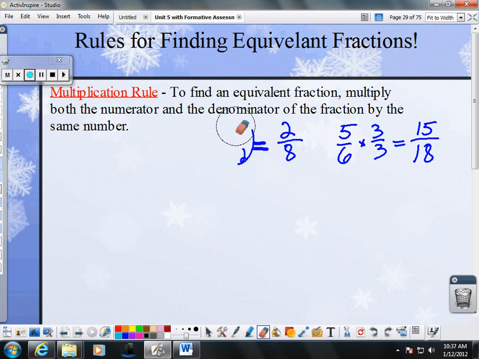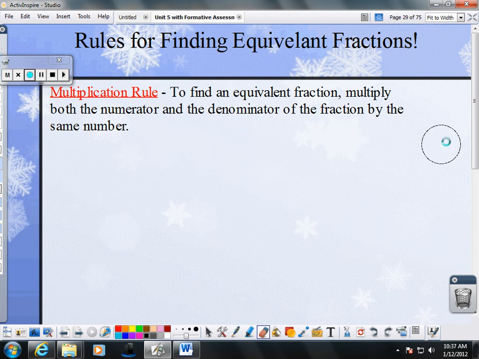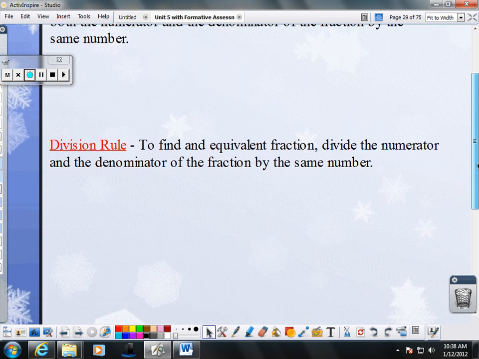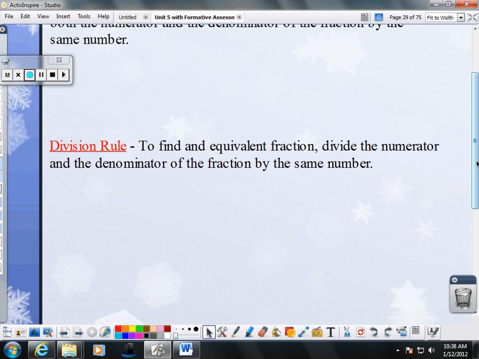Now, let's erase that, and we'll go to rule number 2. If the first rule was the multiplication rule, the second rule we are going to use is our division rule. And this is another way of finding equivalent fractions. All you need to do is divide the numerator and denominator of the fraction by the same number. So, for example, you will use the division rule when your numerator and your denominator are fairly large.